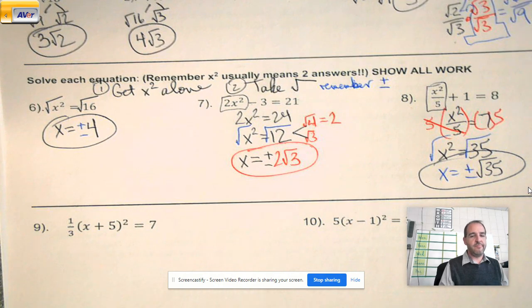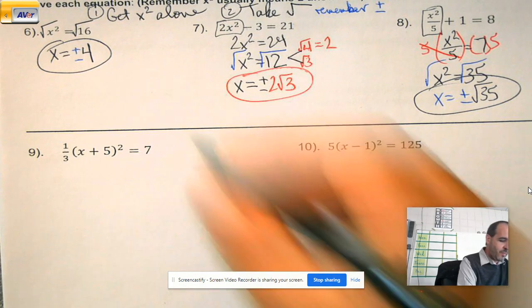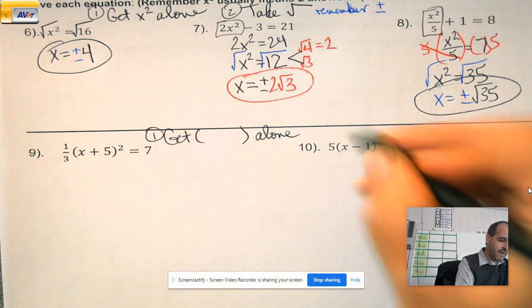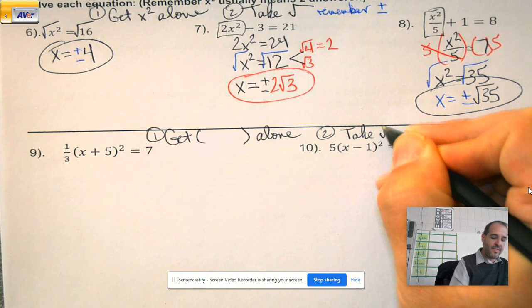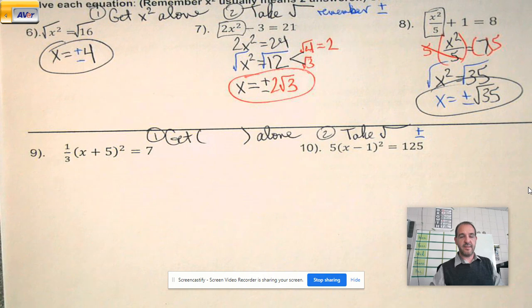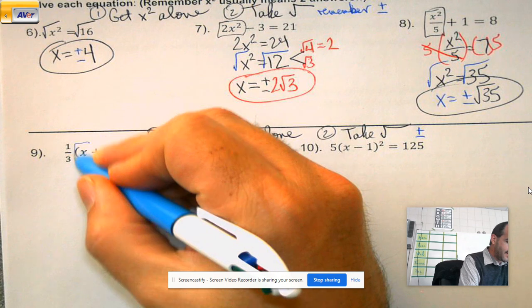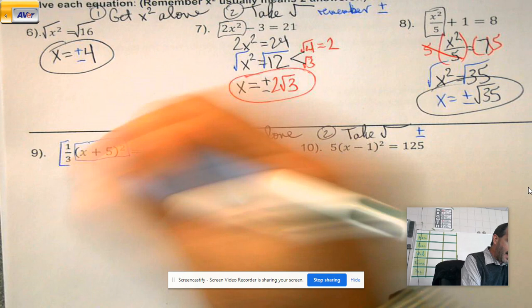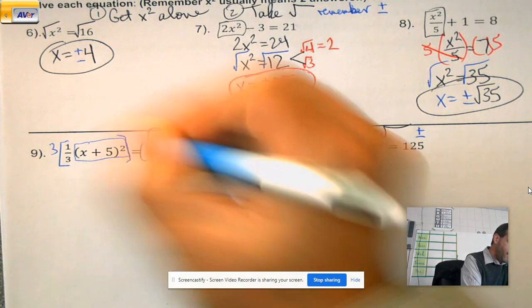Now, as there always seems to be in math, there's always an exception to everything, right? Nothing can ever just be one way all the time. So here, when we get down to 9 and 10, okay, now it's get parentheses alone is my number 1 job. Then I take the square root and get my plus minus. So it changes a little if there's parentheses here. I do not want to distribute. I do not want to FOIL this out. None of that stuff. So if the idea is to get parentheses alone, okay, multiplying by a third is the same thing as dividing by 3. If this said divide by 3, what would you do? You'd multiply both sides by 3 to get rid of the fraction.